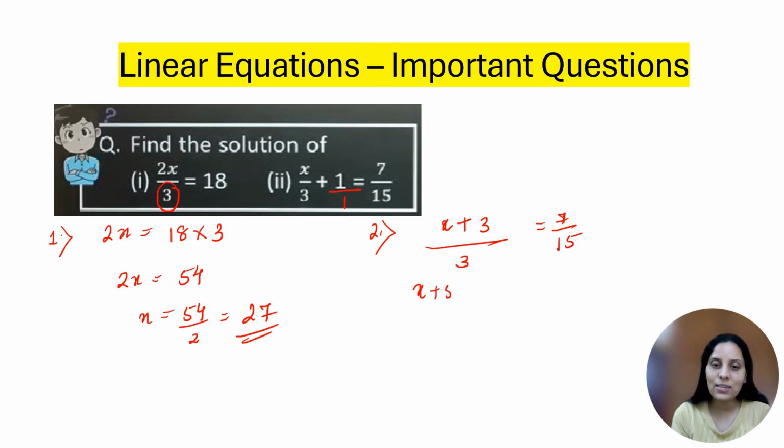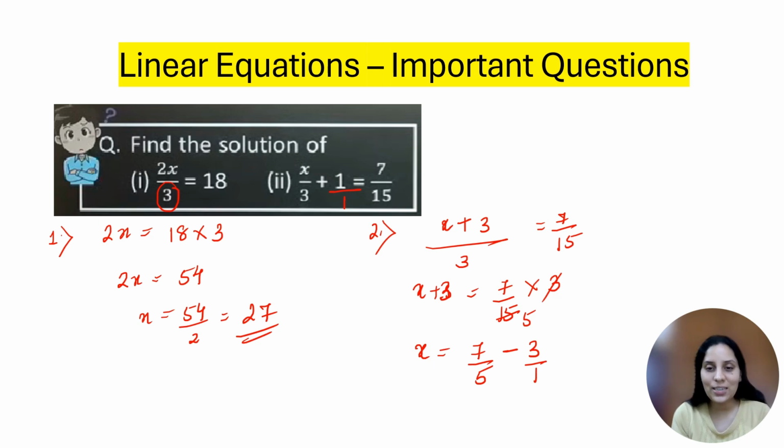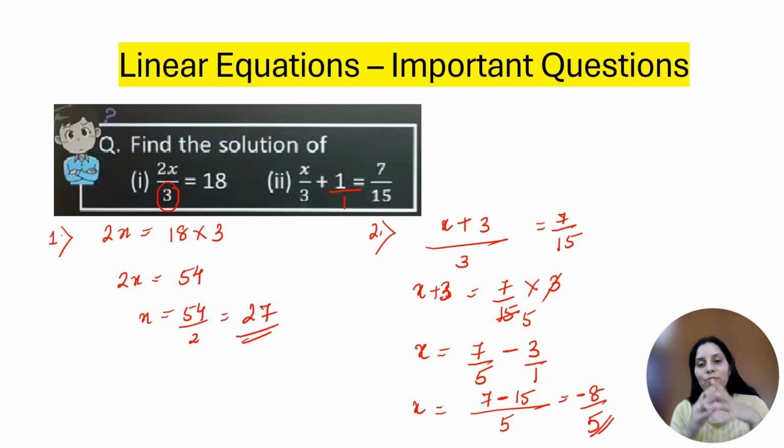So x plus 3 is equal to 7 by 15. 3 is dividing, on the other side it will multiply. 3 ones are 3, 3 fives are 15. So x is equal to 7 by 5 minus 3. Again you will take the LCM over here. LCM is 5. So 7 minus 15, which is minus 8 by 5. So x is minus 8 by 5. This is very important to know, when to transfer. These small tips and tricks I'll be continuing in this whole video.